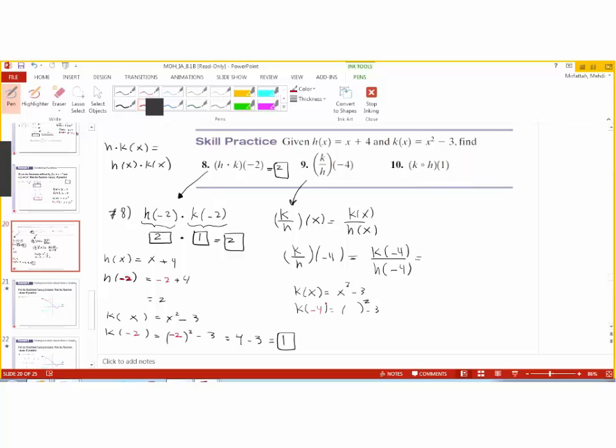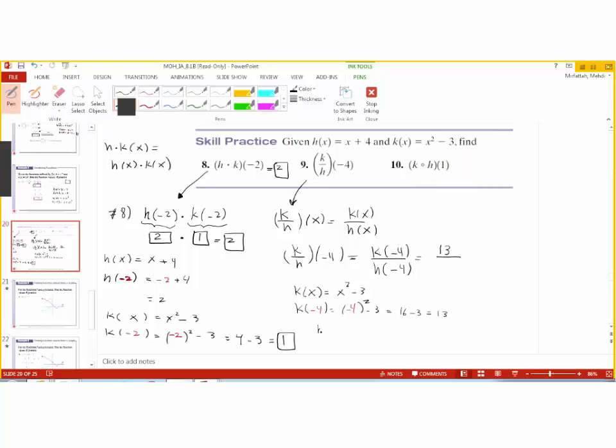Very good. And what do you get if you do that? 16. Oh my god, I'm having a brain fart. 13. Plus 13, very good. So that would be 13. Okay, so the top of the fraction would be 13.